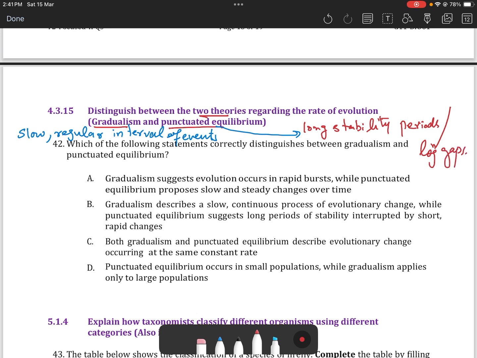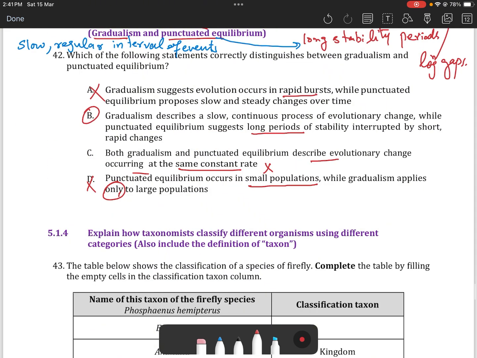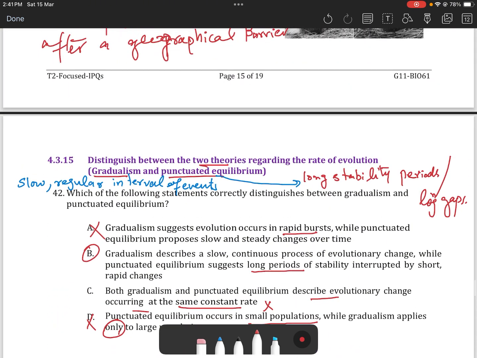So gradualism suggests evolution occurs in rapid bursts. No, gradualism is slow, so this is wrong. Gradualism describes a slow, continuous process, yes. While punctuated equilibrium suggests long periods, yes, that's the correct one. Both gradualism and punctuated equilibrium describe evolutionary changes at the same rate. Same rate, no. Punctuated equilibrium occurs in small populations, while gradualism applies only to large, no. With that, we reach the end of the topic. Let's stop here and continue the second topic later.